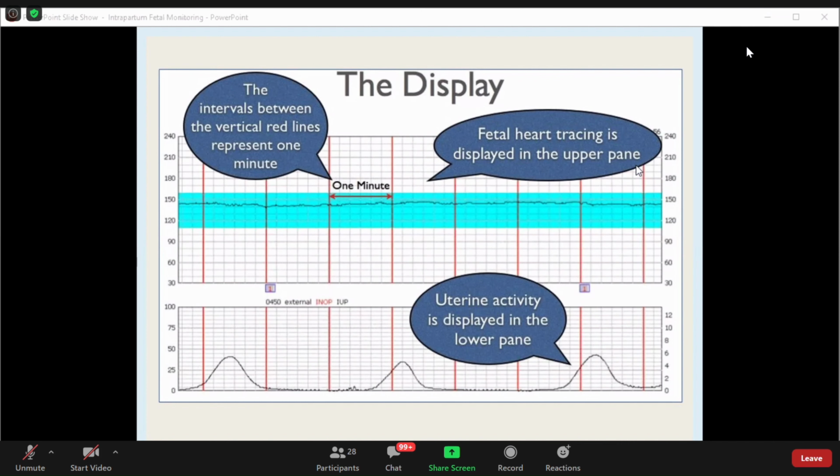So I will remind you, for a term fetus, the normal heart rate is 110 to 160. So when you are looking at the rate, you should be using these numbers to determine if the fetal heart rate is in the correct range. Okay, so you can see that the fetus that we have this strip for is in the 150s.